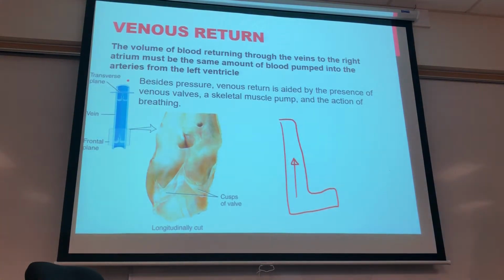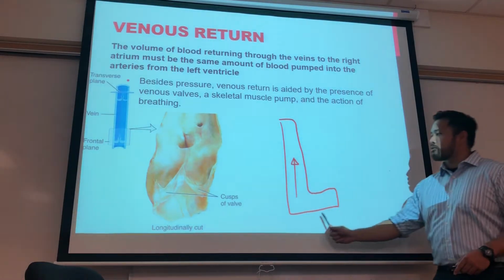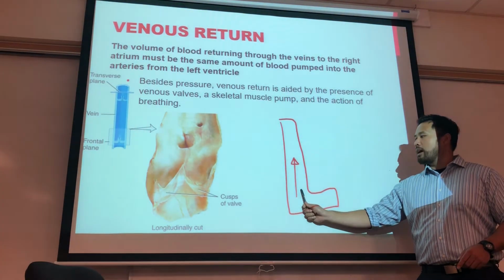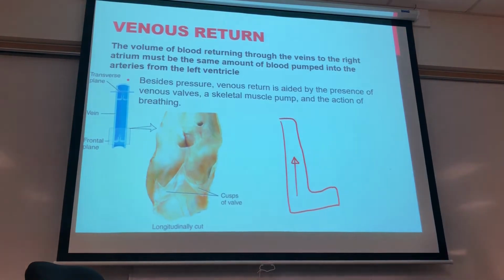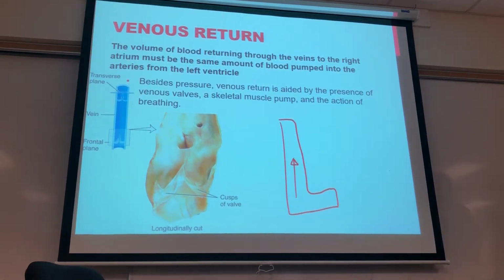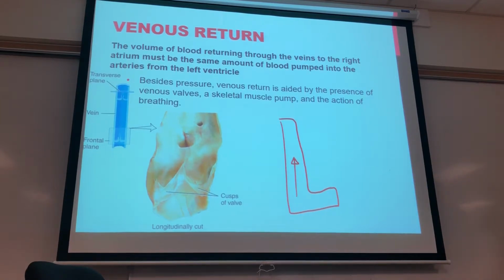So the question is, how do we counter gravity, right? How do we counter gravity? How do we get blood flow to make its way through the veins to return back to the heart to contribute to that preload? So here, let's take a look at the structures of the veins.